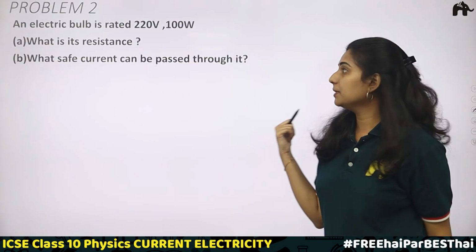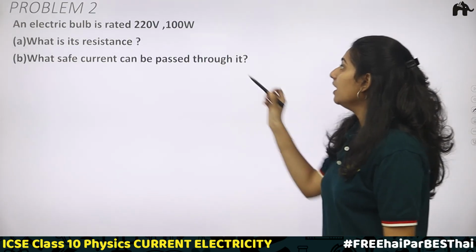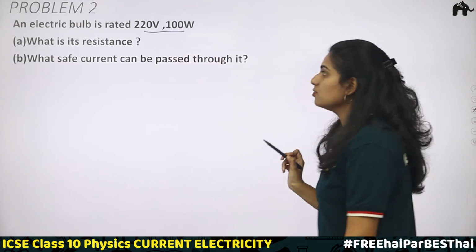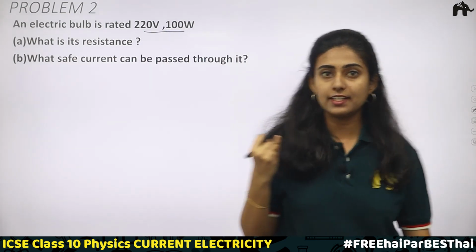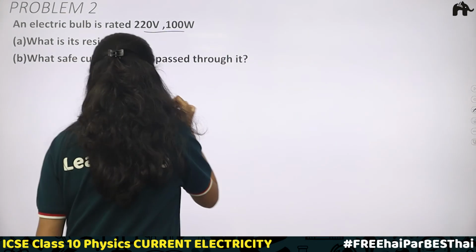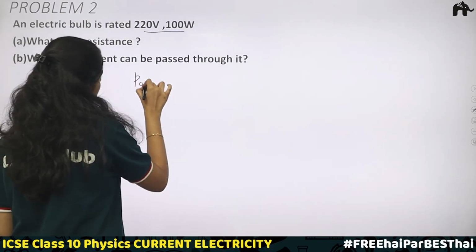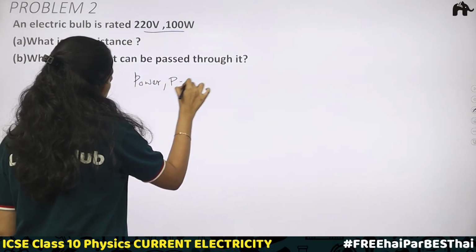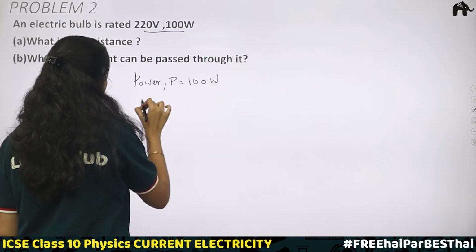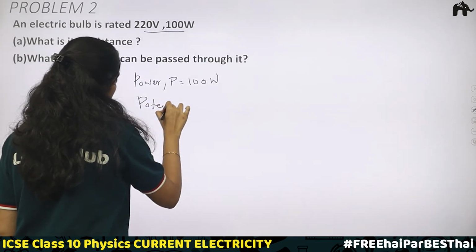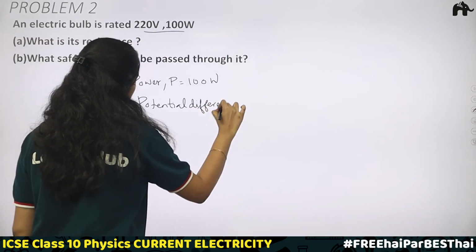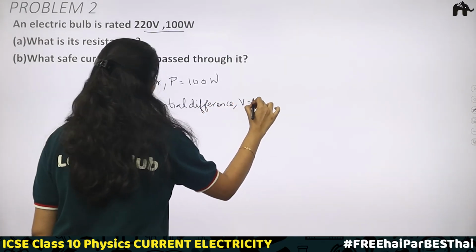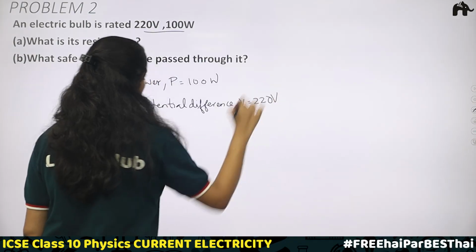Okay. Problem number 2. An electric bulb is rated 220 volt, 100 watts. What is its resistance? Then what safe current can be passed through it? We have to find the resistance and the safe current. Here given that the power P is equal to 100 watts. Then potential difference V is equal to 220 volt.